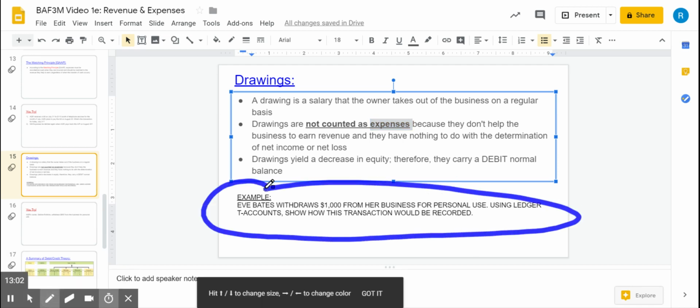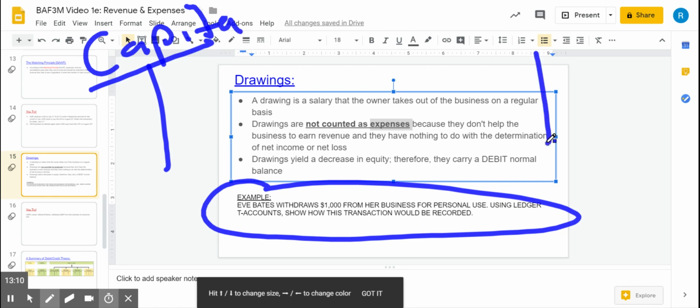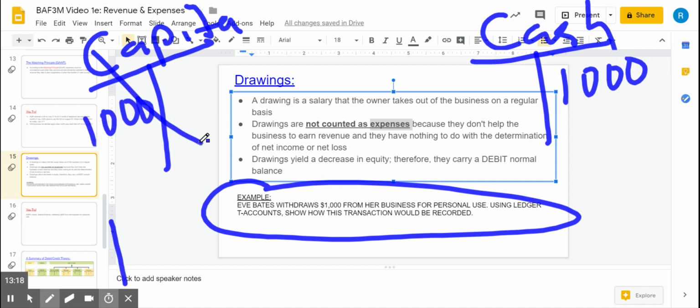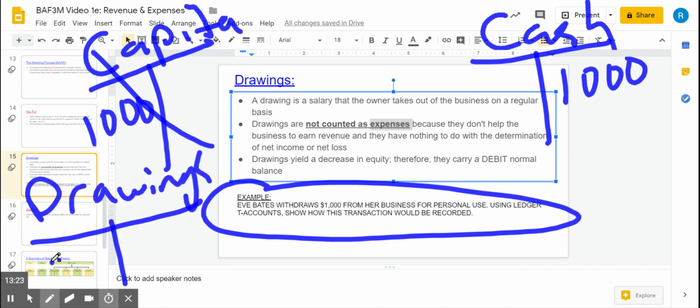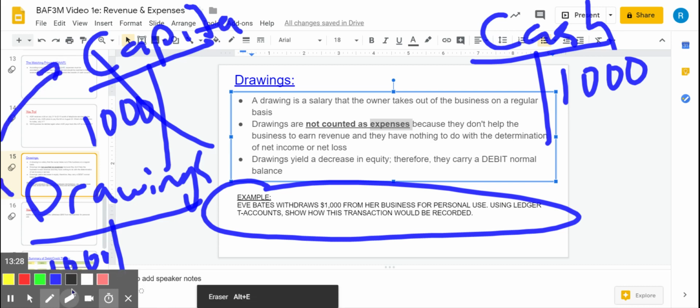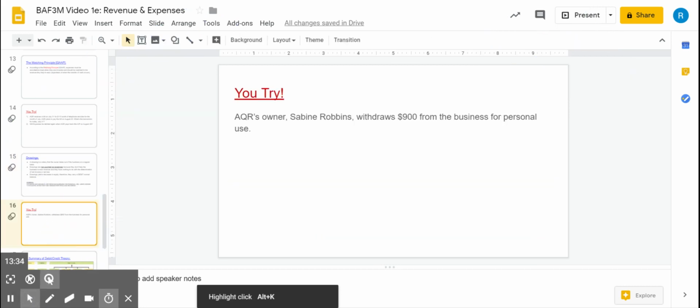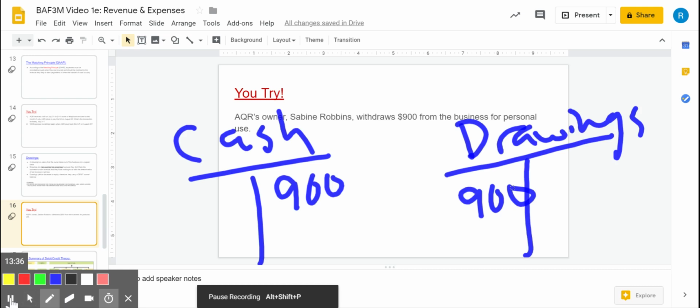So in this example down here, Eva Bates now withdraws $1,000 from her business for personal use. What you would have done before would of course be to credit cash for $1,000 because we're losing $1,000 in cash. Before, you would have debited capital, but now you're not going to do that. Now we're going to have an actual drawings account, and you're going to debit that instead for $1,000. So this is a type of owner's equity account that has the same effects. I hope that makes sense. Just try a quick example of this. Okay, and there's your answer. Just quickly check it out, just like the last one.